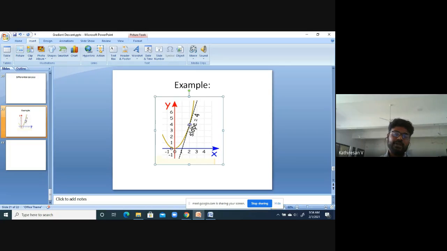So that's how the gradient descent algorithm works. After identifying the slope, how it is dealing with the slope, how we are going to take the baby step, and how we are going to reach the global minima. That's what we are going to discuss in the next class.